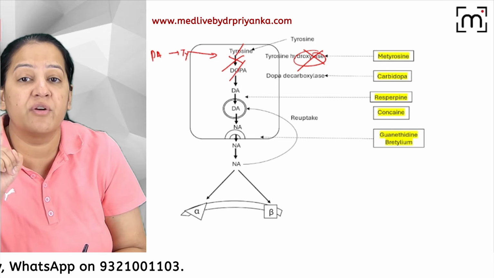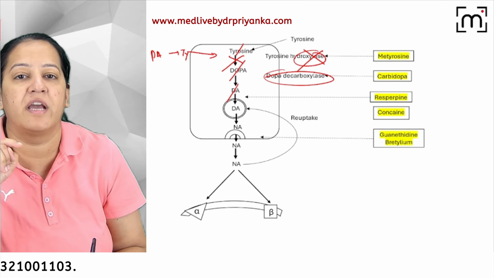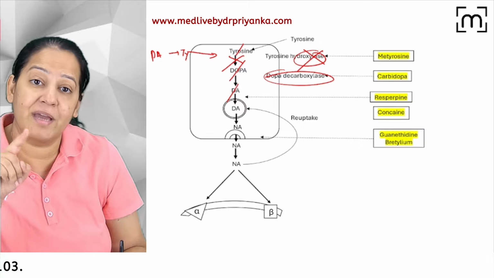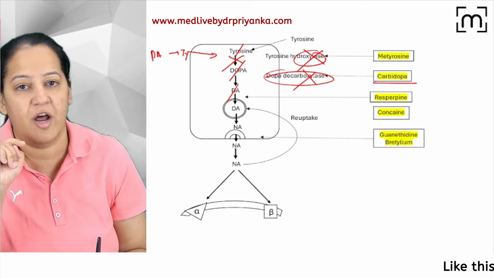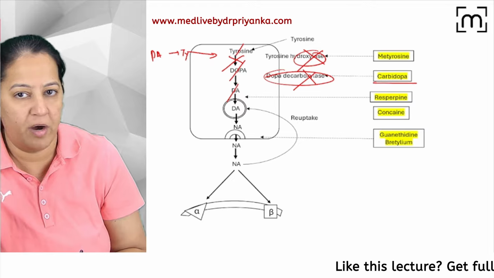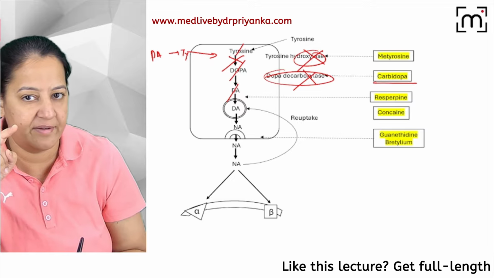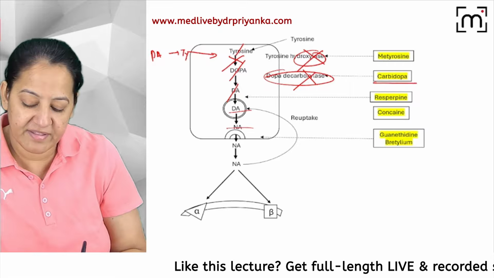Okay, the second conversion, from dopa to dopamine, is through another enzyme, that is dopa decarboxylase. This enzyme can be inhibited by carbidopa. You have to learn the name of carbidopa. Once dopa is converted to dopamine, dopamine will enter in the vesicle, and in the vesicle it will be converted to noradrenaline. What will happen when the impulse comes?